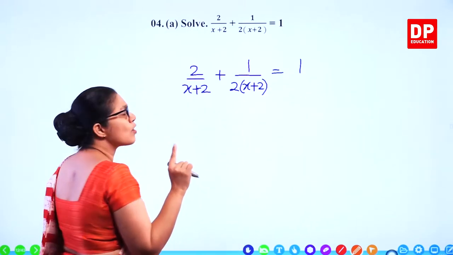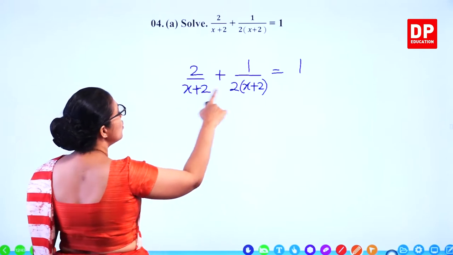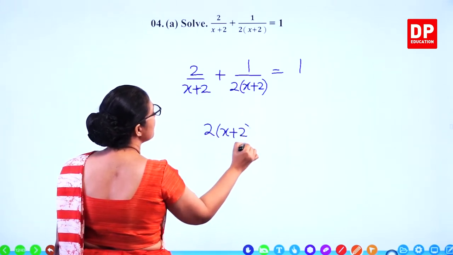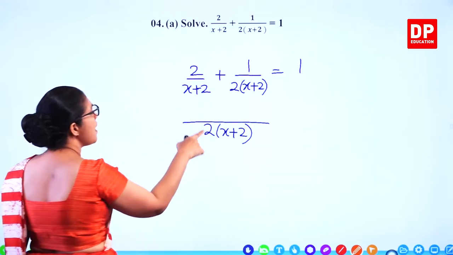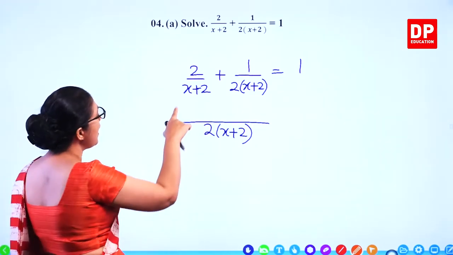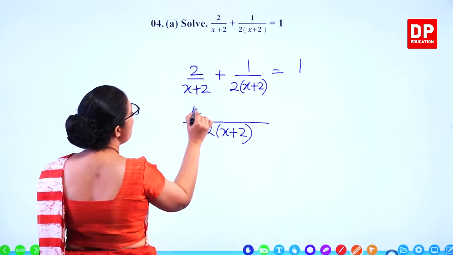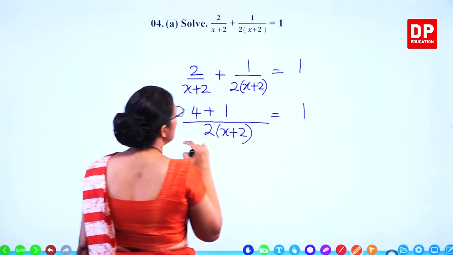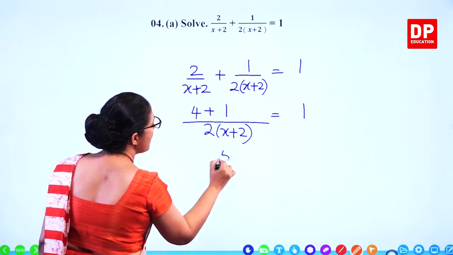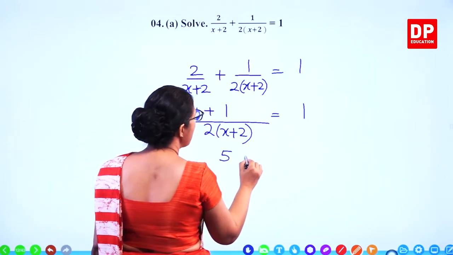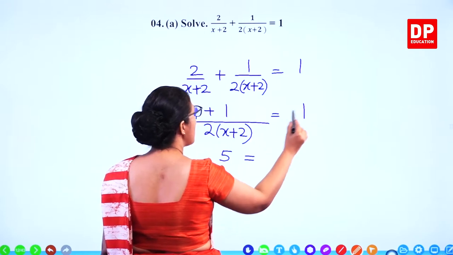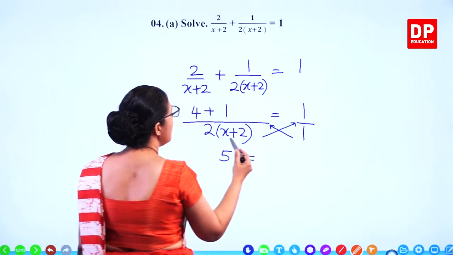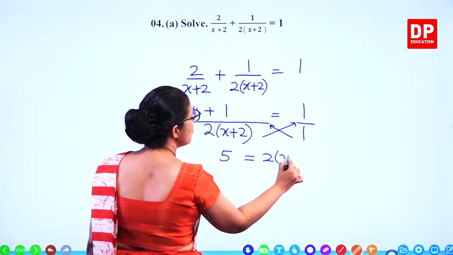So what's the lowest common multiple of these two? You can write 2 and x plus 2. That means we have to make the same denominator. So multiply this by 2. 2 times 2, 4, and you get 1 there. So 4 plus 1, 5. 5 becomes here when you cross multiply. It's like 1. When you cross multiply, you get 2 into x plus 2.